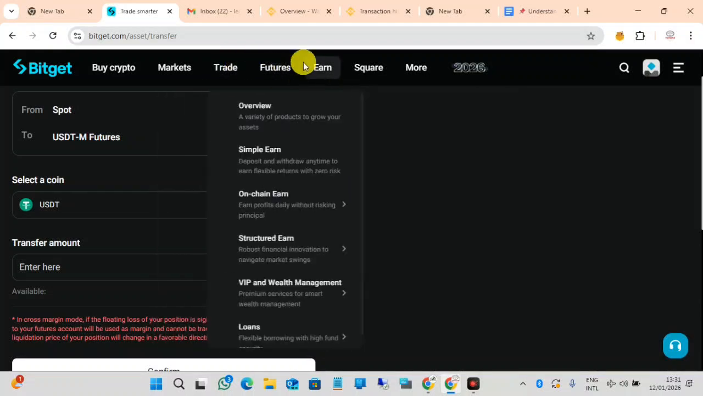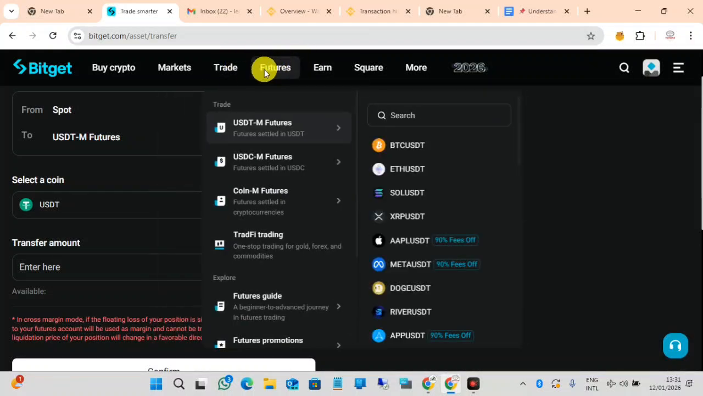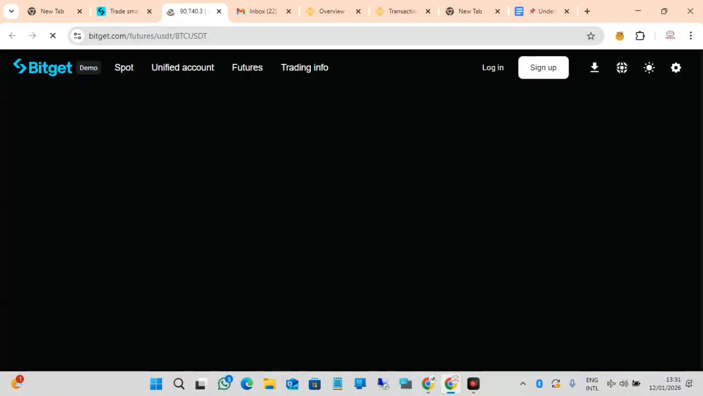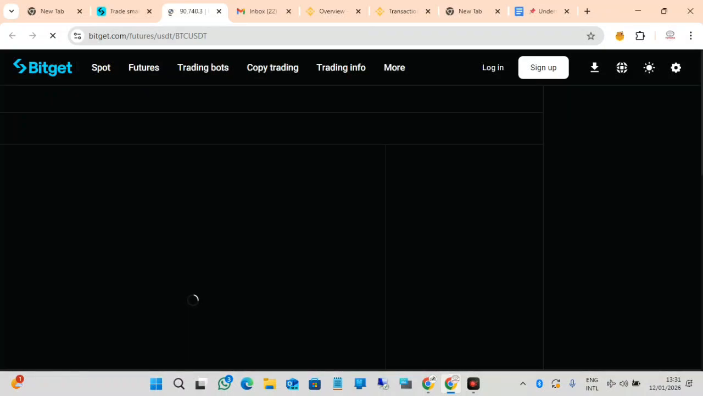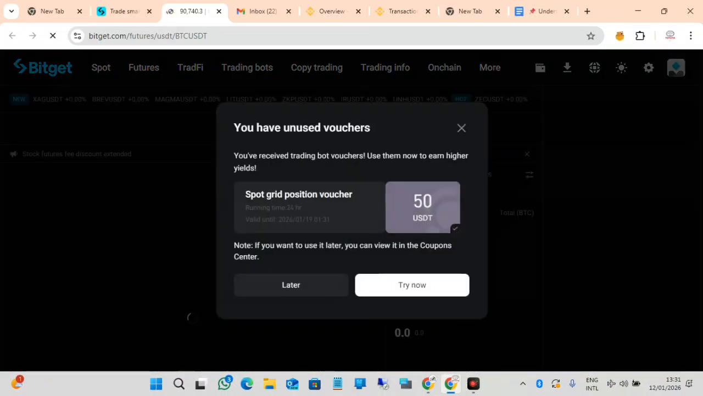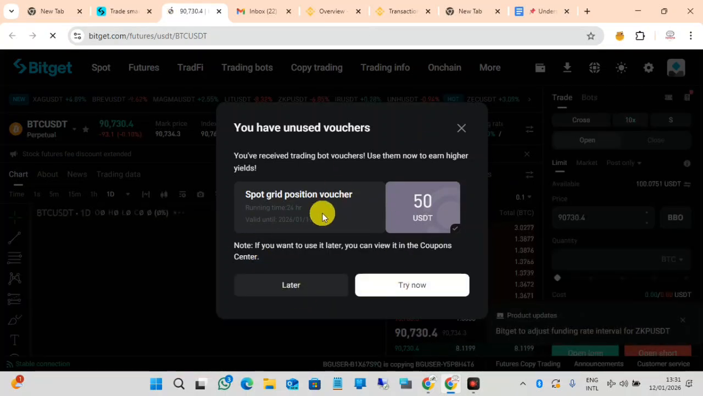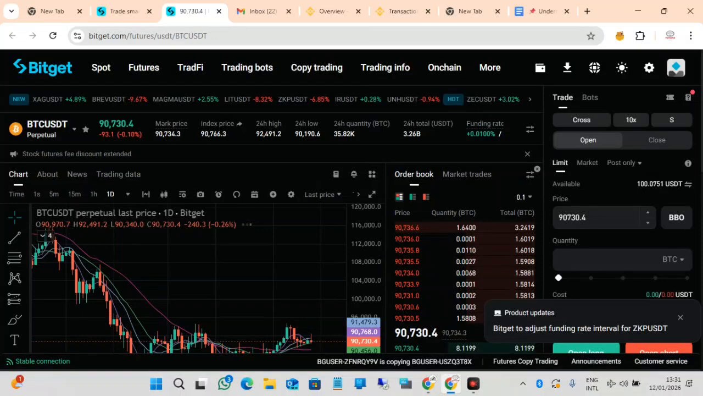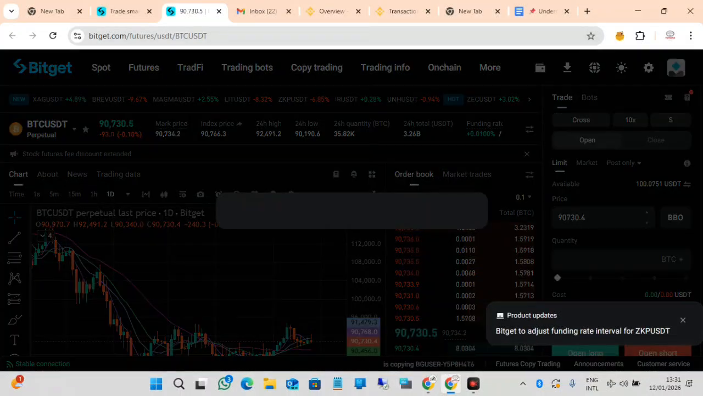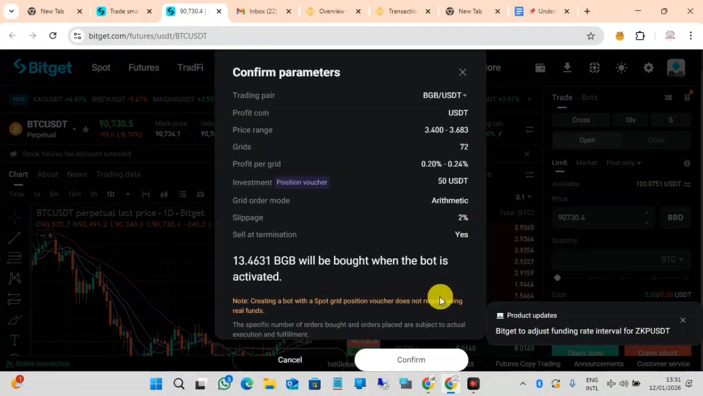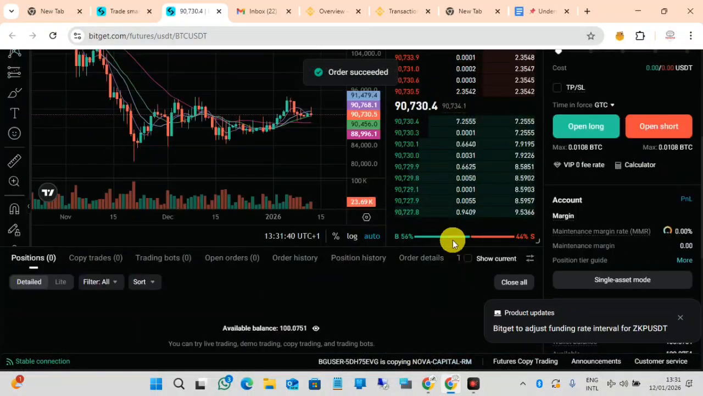Now you have to come to this area called futures. Come to futures, this area. Then you see USDT, and we select USDT here. That is the area where you are going to start trading futures, and I will show you how you can trade it in this tutorial. I think I have some bonuses they gave me. You can try it right now; this is the futures bonus given to me. Confirm. I can use it to trade futures if I want to.